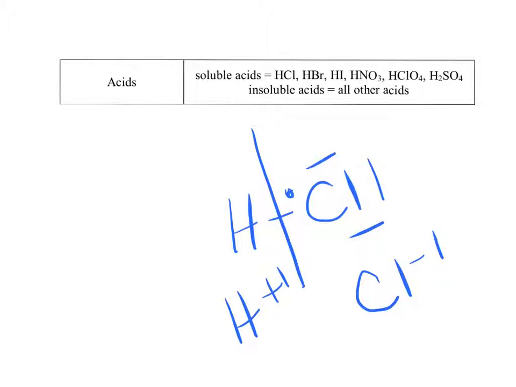So there are 6 ions that water is able to break that bond and form H plus and then some negative ion, and that would be these 6 right here. Everything else that's an acid, and acids start with an H, are insoluble acids, and they will not break apart in water. So really only those 6 ions that are listed on this section are soluble acids.